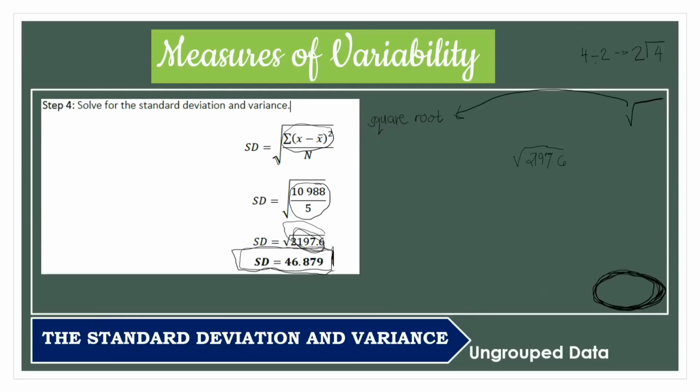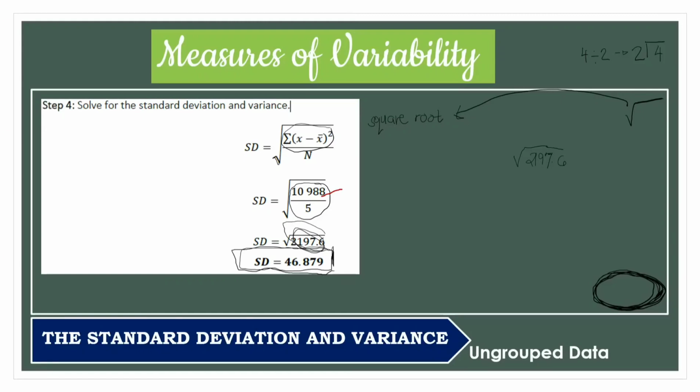We have already obtained the necessary data. We simply substitute it into our formula. It is already substituted in our given. So the standard deviation is equal to the square root of the sum of the squared differences of the values of x and the mean, which is 10,988, divided by 5, or the value of n. We simplify first the number inside the radical sign.